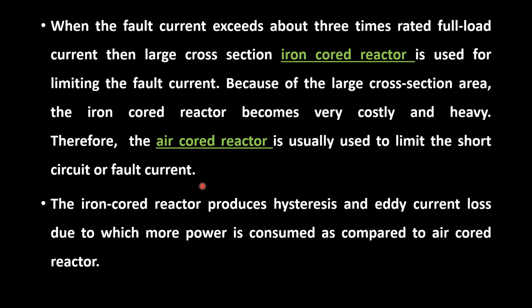It means we have two types of reactors: iron core and air core. For lower rating, we can have iron core, but for higher rating, for higher current protection, we generally insert air core reactor. It is to save the cost and weight. The iron core reactor produces hysteresis and eddy current loss, due to which more power is consumed as compared to air core reactor. So this is another reason why we prefer air core reactor over iron core reactor.